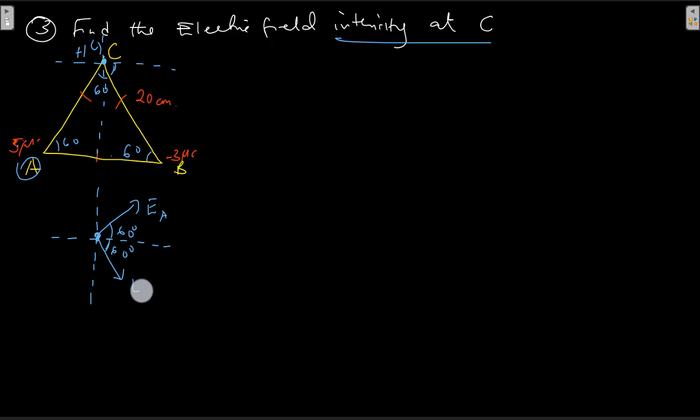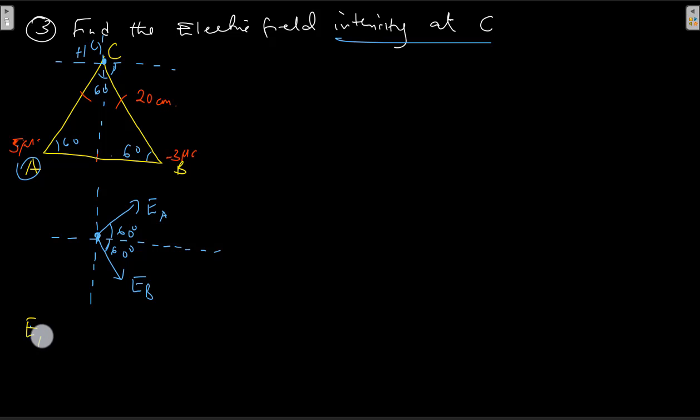So this is the electric field intensity due to the charge at B. This is going to be helpful for us to find the resultant electric field intensity, because we will easily get the components of EA and EB in the vertical and horizontal directions. So let's find the electric field intensity.